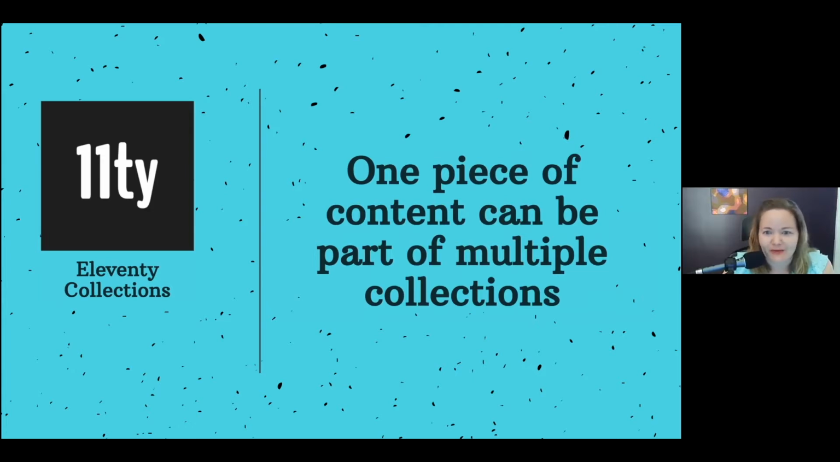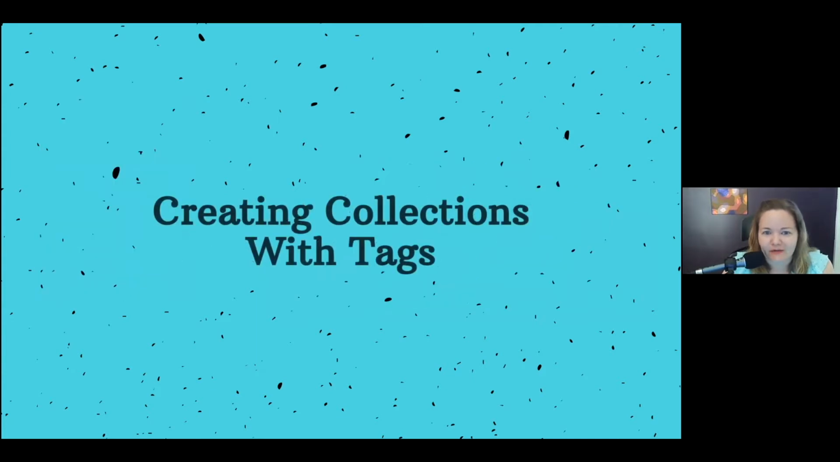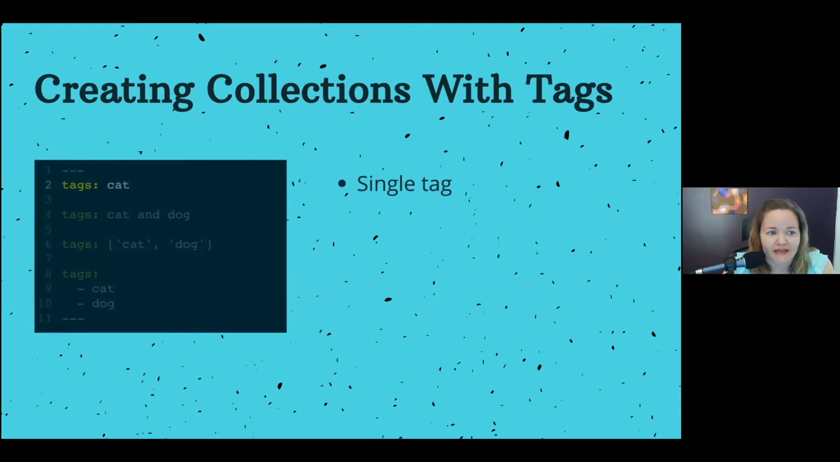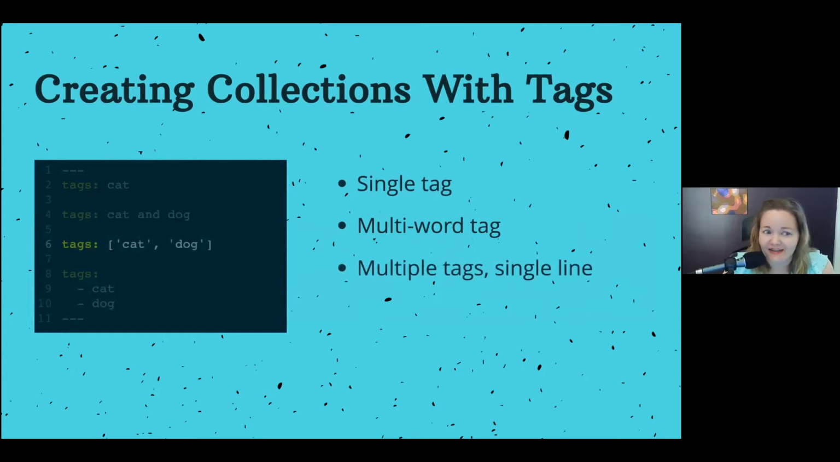So let's get into the ways to create these collections. The lowest level way to create our collections is by using the tags construct, and there are 4 syntaxes available. First up is defining just a single tag, or you can do a multi-word tag, or multiple tags in a single line, and finally, multiple tags in multiple lines. So really up to your preference and what your goal is in attaching tags to a template.